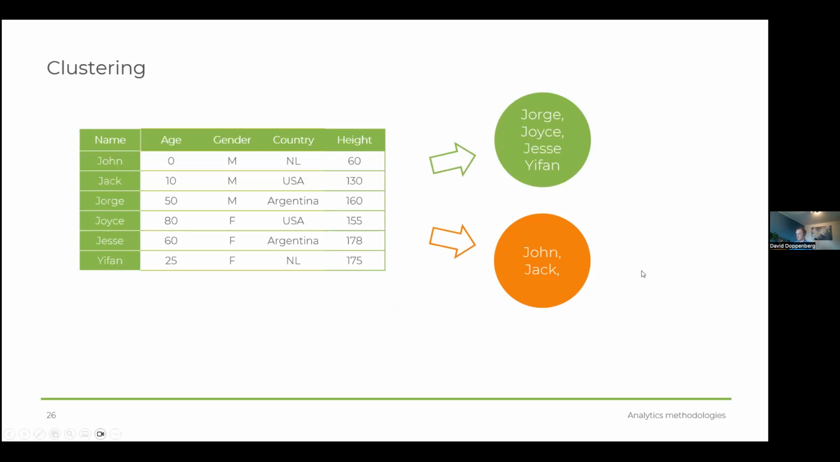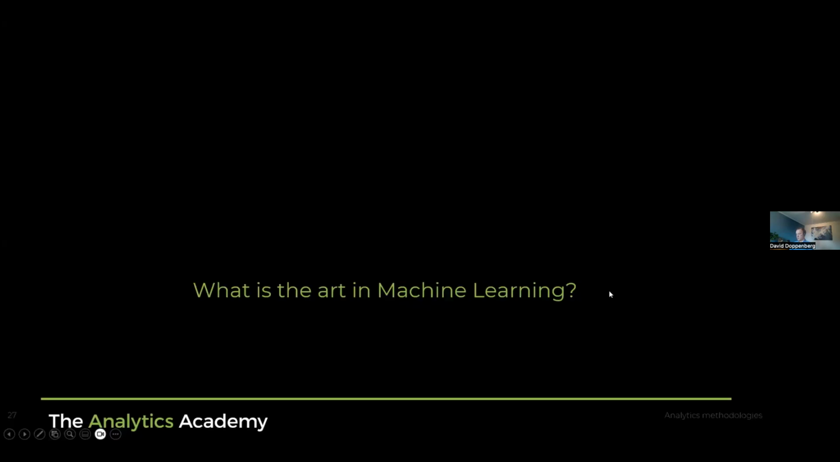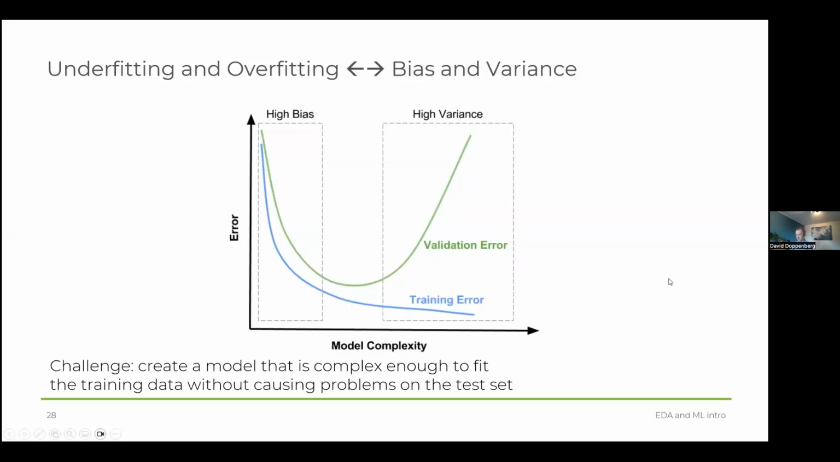Moving on to the art of machine learning, and I always find this part really intriguing. The art of machine learning is really about making sure you're not underfitting or overfitting your model, and I will explain what that basically means. I will typically talk about underfitting and overfitting, but if you read other sources, they also call this the bias and variance trade-off.